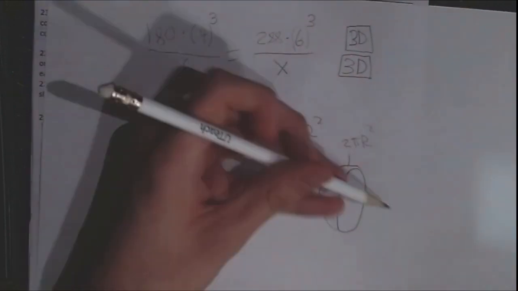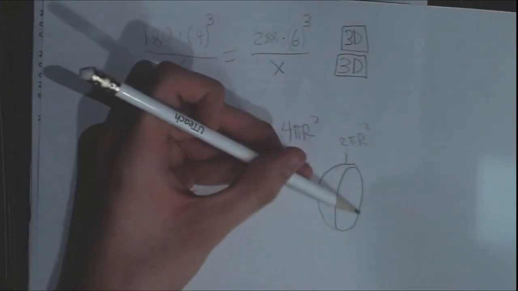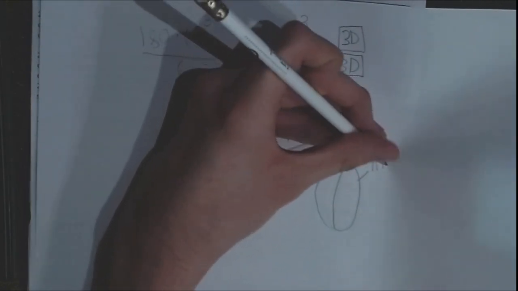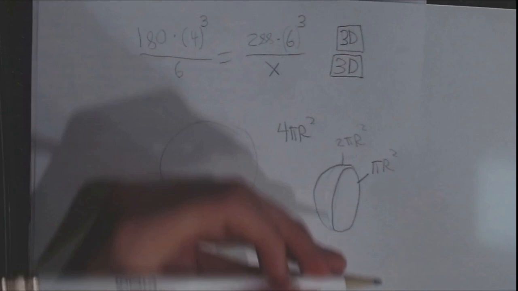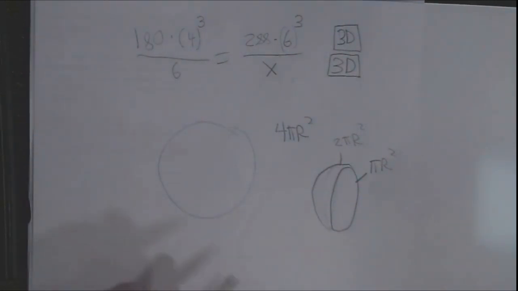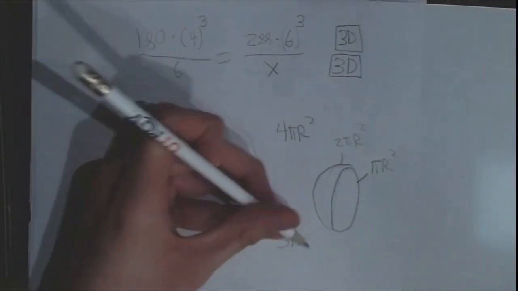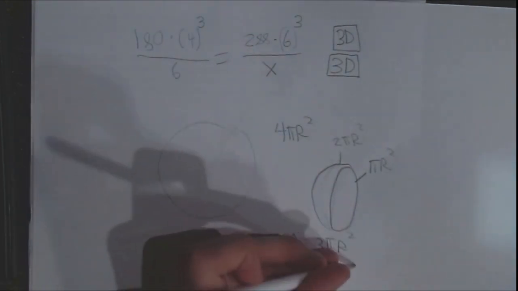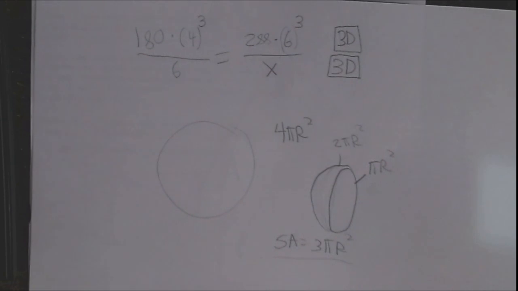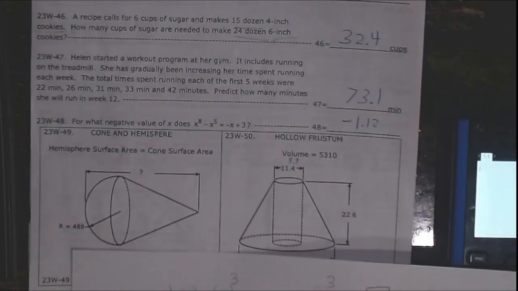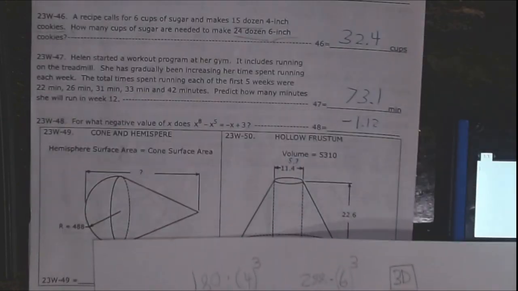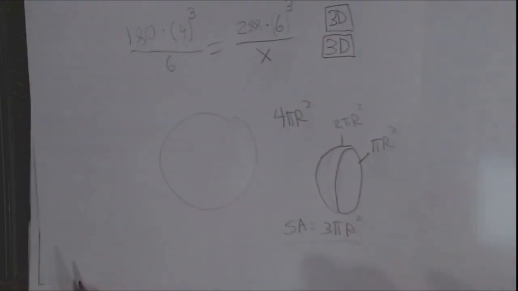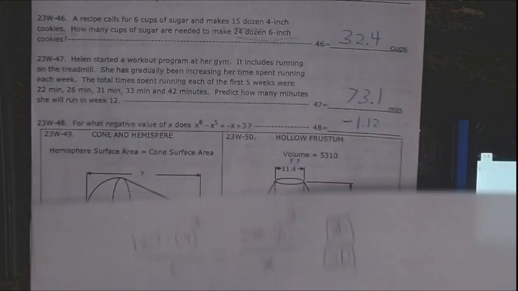But now I've uncovered this circle right here. So that's an additional pi r squared that adds to the surface area. So actually the surface area of a hemisphere is 3 pi r squared. Just have this memorized. And so this is the hemisphere surface area. I can set this equation equal to the equation for the cone surface area.